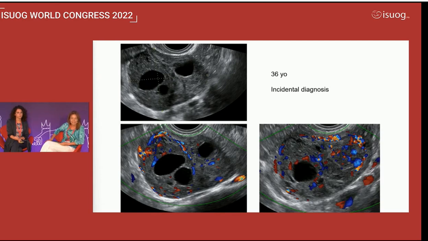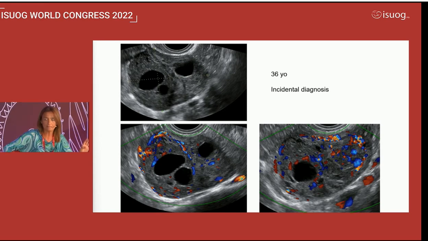These are the ovaries. Looking at the first image, it can be a completely normal ovary to my eyes. The second image, again, difficult to assess. The third image with color, yeah, it's a little bit clear, indicative of something strange.